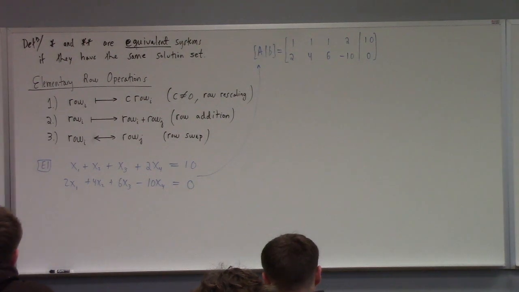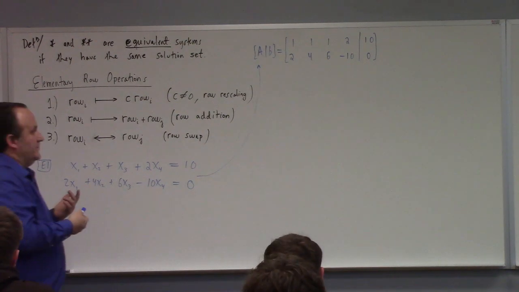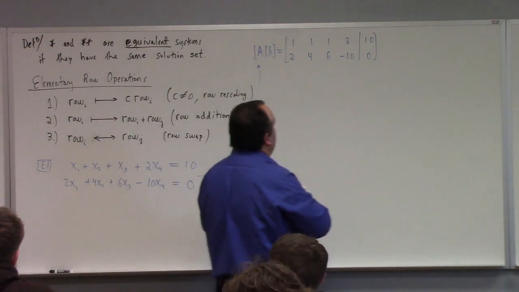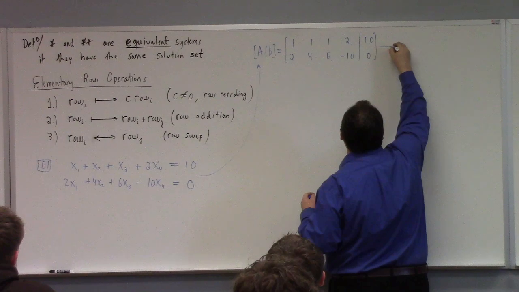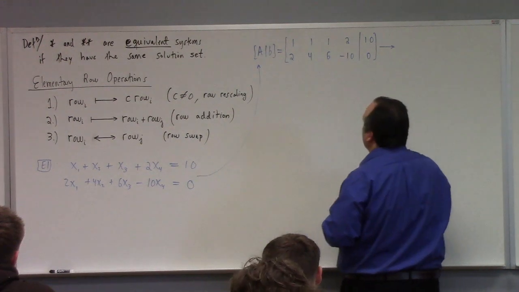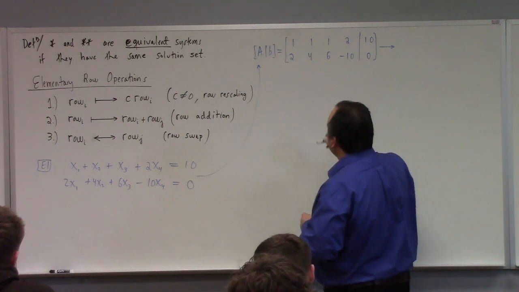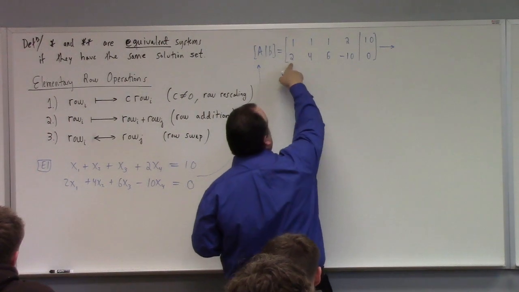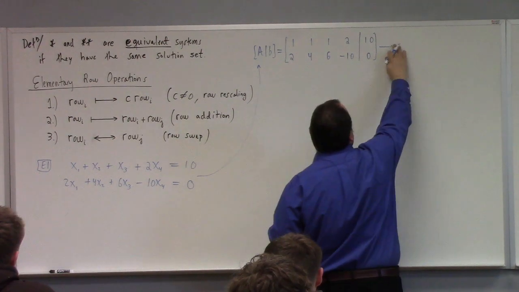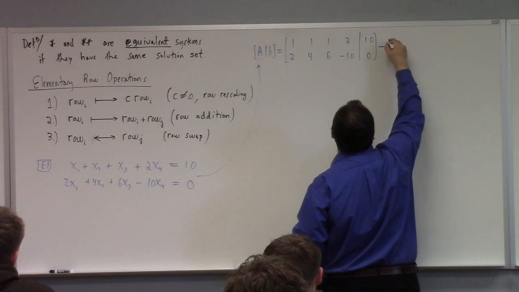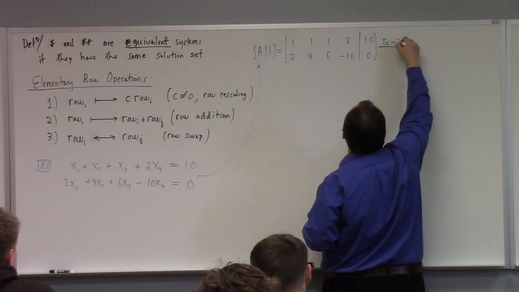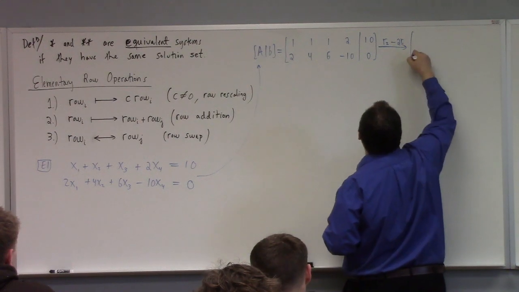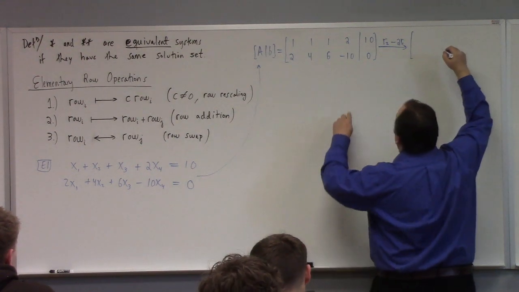Okay, so then what? So what I'm going to do is do some simple row operations to show you how we can do things here. So first of all, I want to get rid of that 2. So what I'm going to do is row 2 minus 2 row 1. All right, row 2 minus 2 row 1.